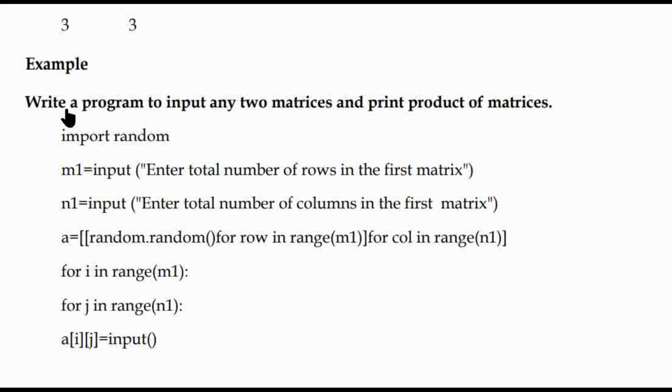Example: write a program to input any two matrices and print the product of the matrices. Import random function. M1 equal to input, enter total number of rows in the first matrix. N1 input, enter total number of columns in the first matrix. A is equal to random dot random function for row in range m1, for col in range n1, for i in range m1 and for j in range n1, Aij equal to input function.